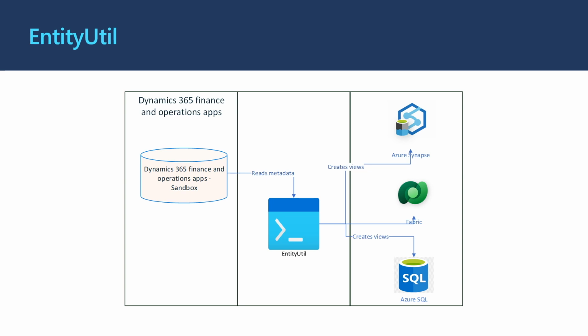One scenario where we see adoption of EntityUtil is transitioning from BYOD. BYOD exports data in the materialized entity shape. However, Synapse Link exports data as tables or simple entities. EntityUtil allows customers to identify the complex entities that they want to export.